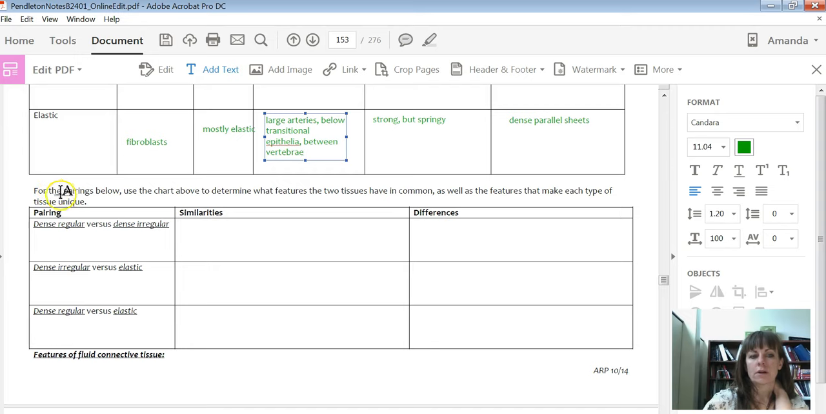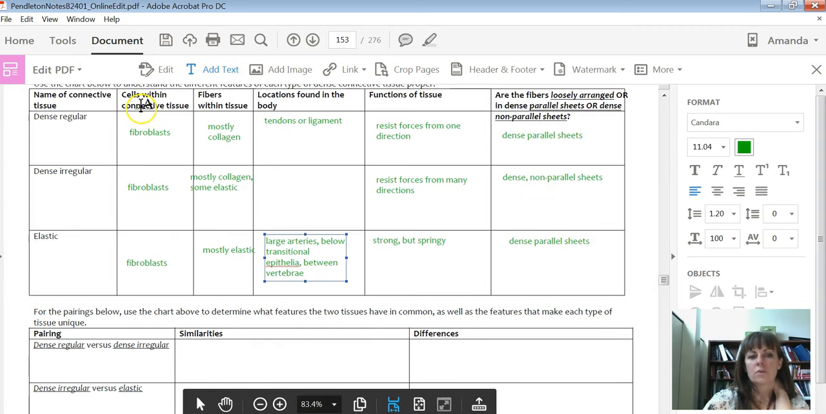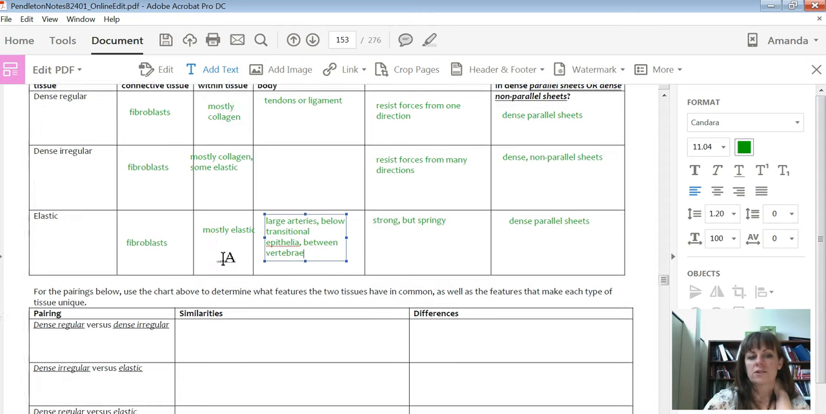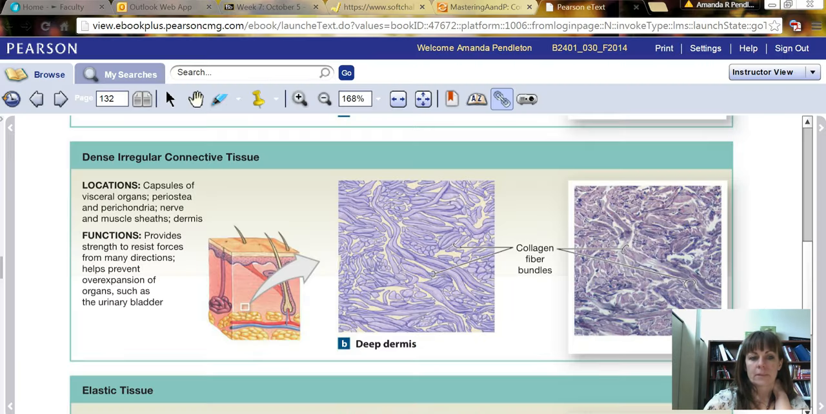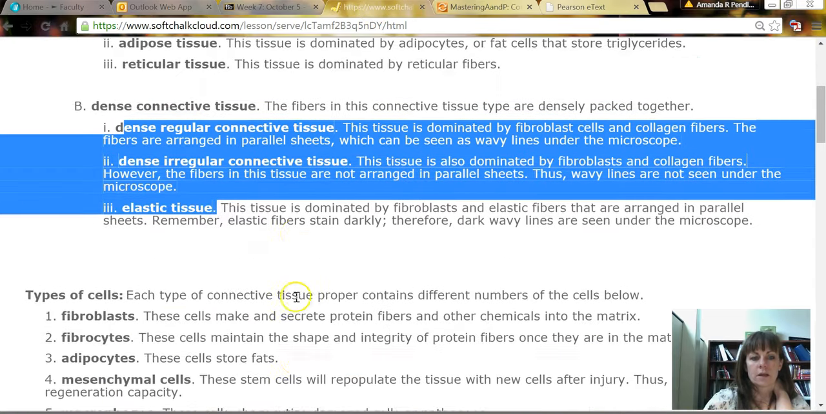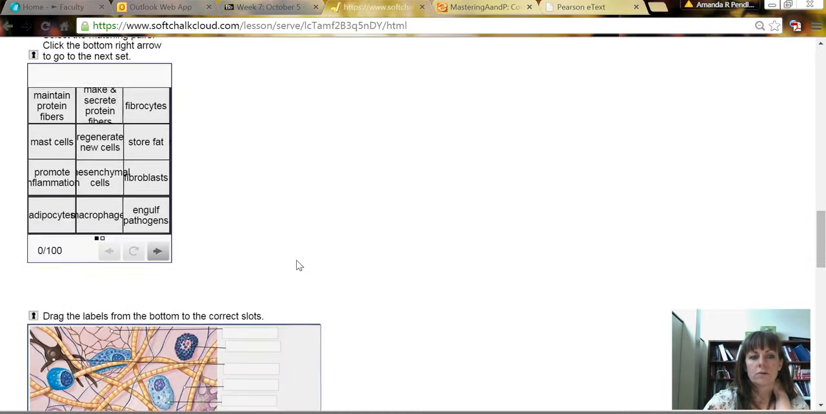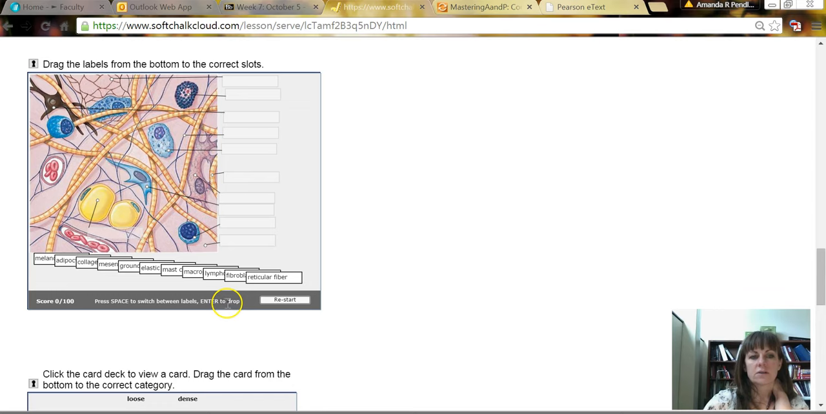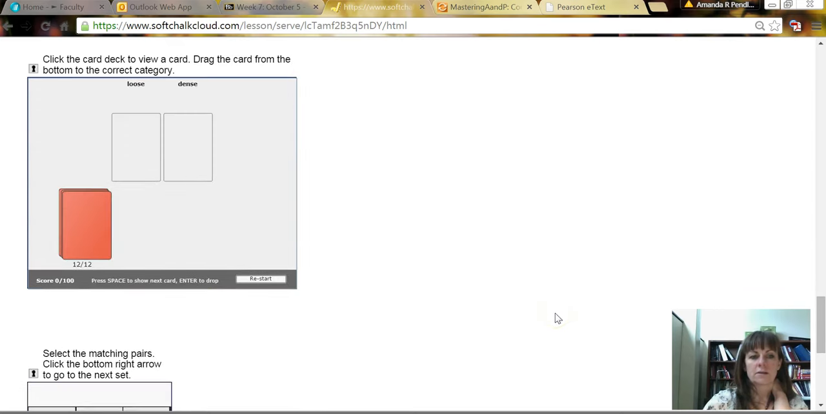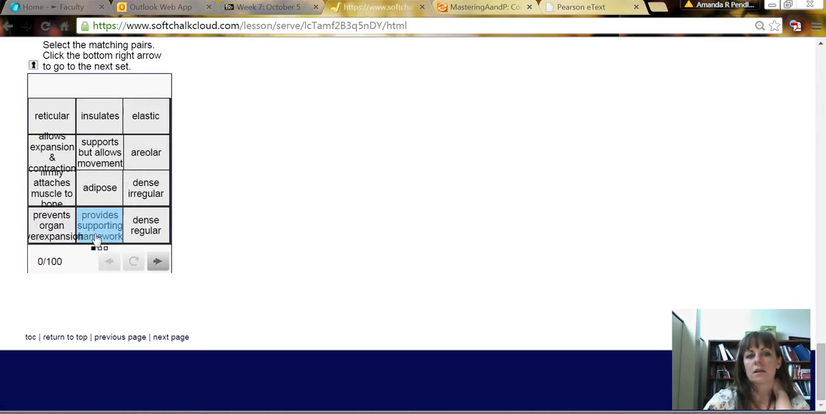Again, I would encourage you to go through these pairings and look at each one and say what's similar and what's going to be different about each of these tissue pairings as you go through them. And so, I believe that takes us through that. Here's some practice, okay, to help you think about what some of these different cells do. Again, here's the labeling of the cells, some sorting to make sure you have these categories correct, and then matching some of these tissues with what their functions are.